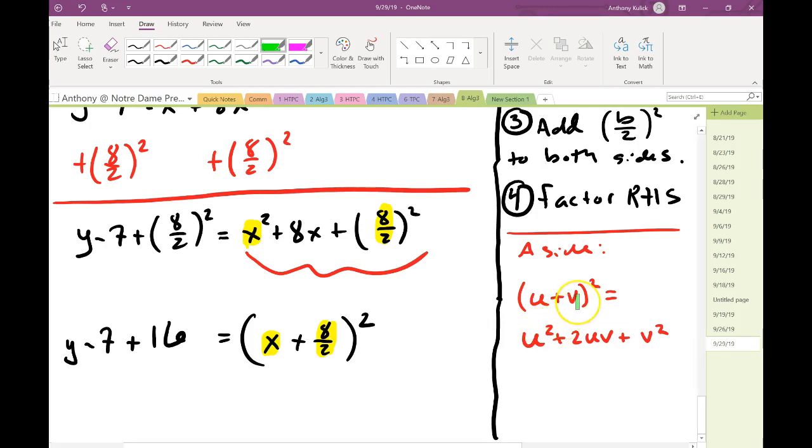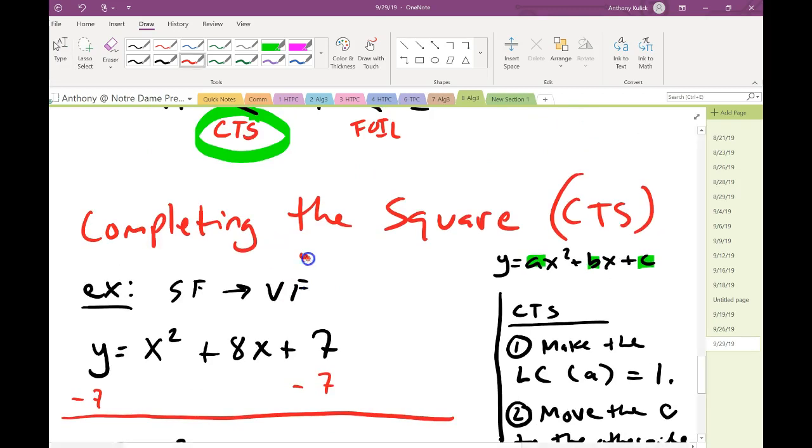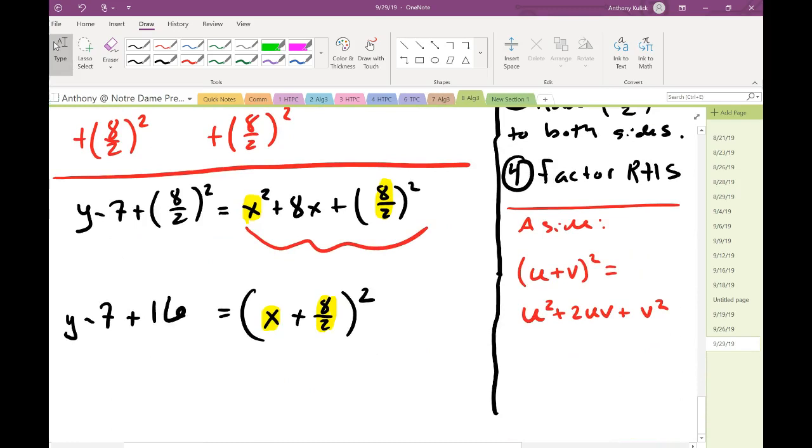So, my goal when I write something in vertex form is to make it look like this. The tricky part is getting this piece of it. The way I'm going to do that is I'm going to take advantage of this little factoring pattern here.